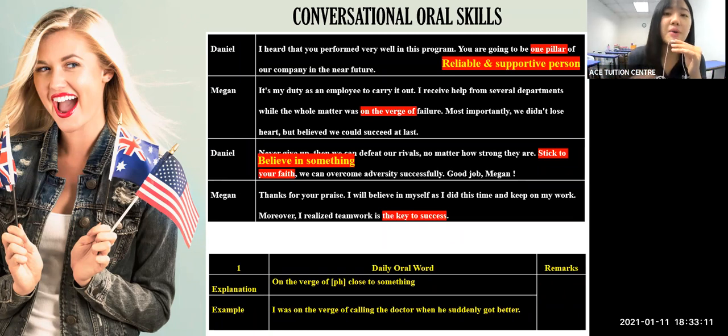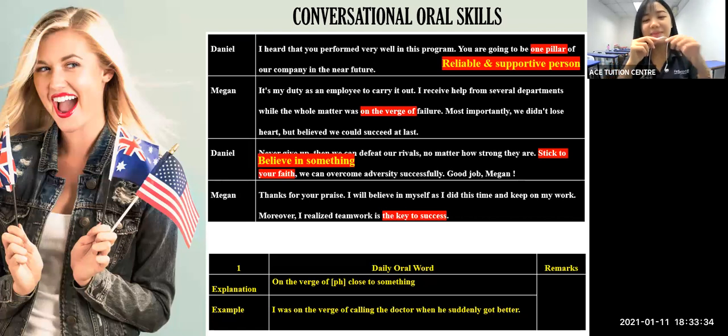It's a very common conversational phrase: on the verge of something. So it means that you are very close to something. For example: I was on the verge of calling the doctor when he suddenly got better. So what does it mean? I almost called the doctor, but then he was feeling fine already. So I didn't call the doctor.